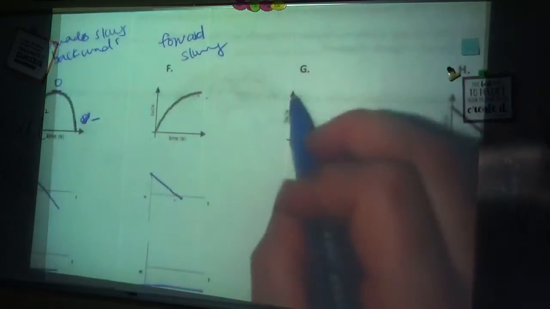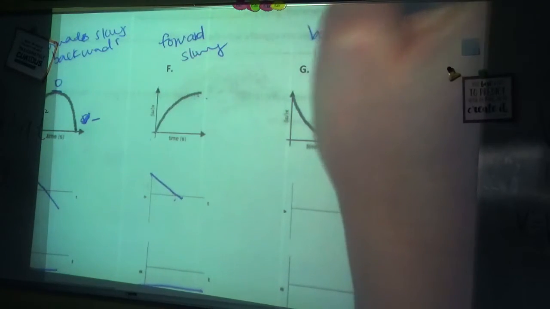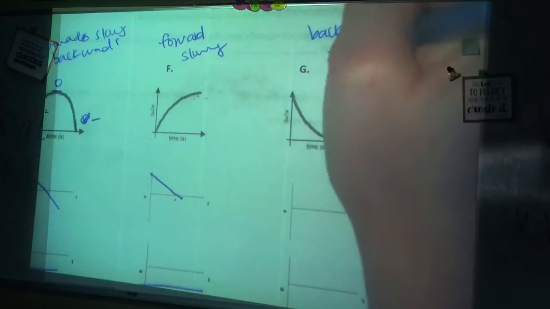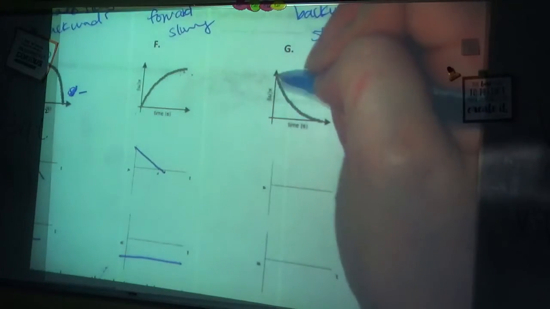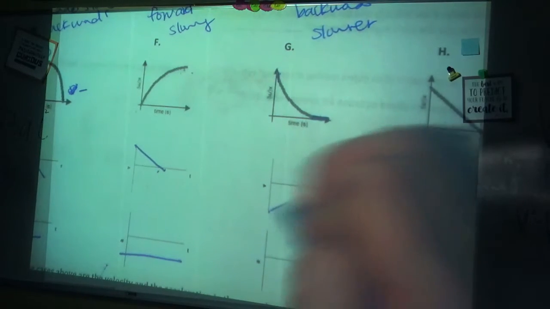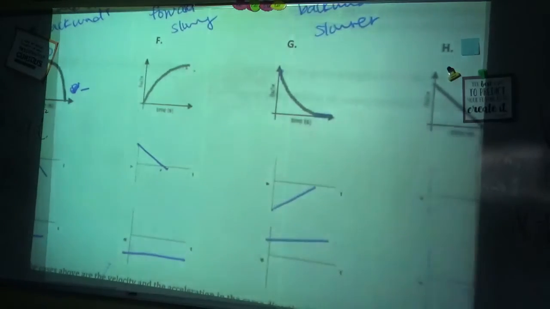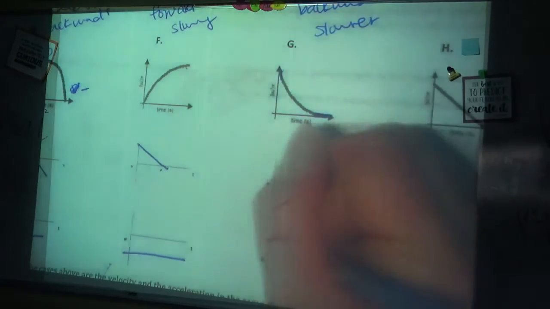G, I am moving backwards, getting flatter, so that means it's going backwards and getting slower. So I start with some negative velocity and I end at flat or 0, so start negative, end at 0. And then because this is going up, that would be a positive acceleration. That should be flat, by the way.